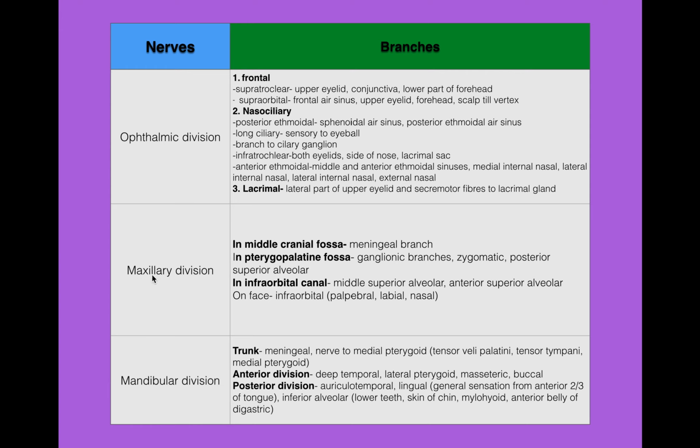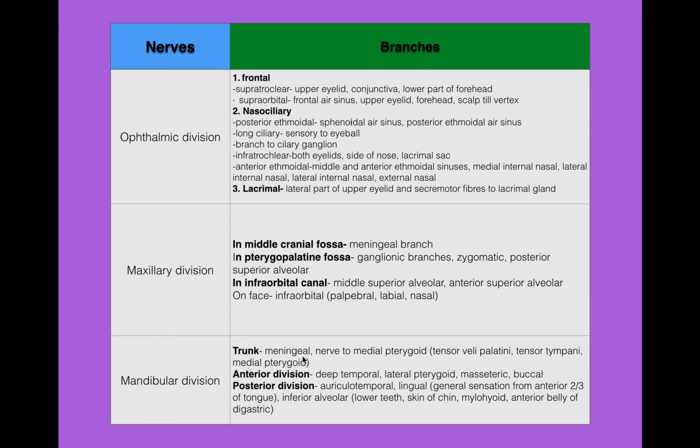And then the maxillary division, so it gives off the meningeal branch in the middle cranial fossa, and then in the pterygopalatine fossa it gives off the ganglionic branches, the zygomatic, the posterior and the superior alveolar branches. And then in the infraorbital canal it gives off the middle superior alveolar and the anterior superior alveolar branches.